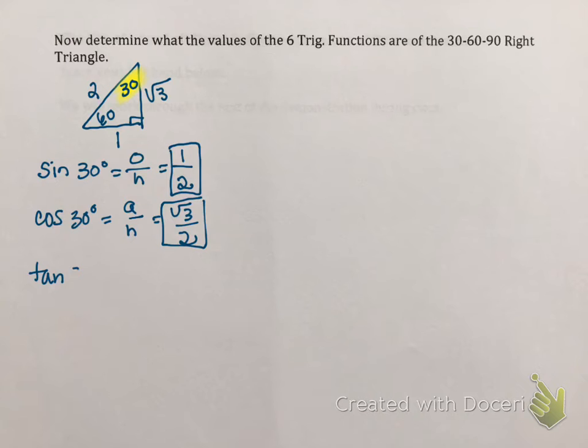Tangent is defined as opposite over adjacent. The opposite side is 1. The adjacent side is radical 3. If I rationalize that, I'm going to get radical 3 over 3.